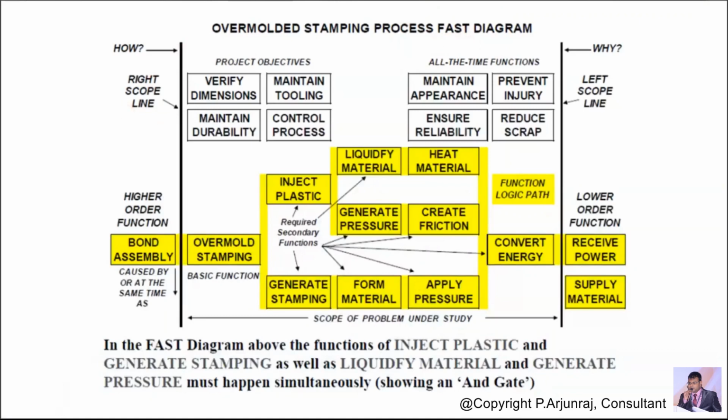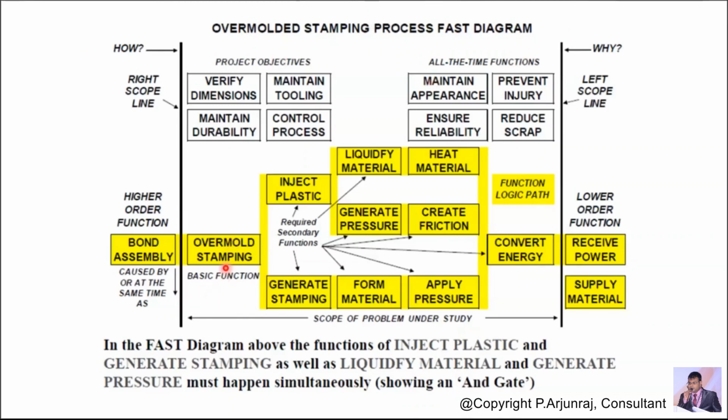So here what you do is you are going to take either one of the manufacturing processes, or even you can take your complete assembly process. With the help of this FAST diagram, you will come to understand what are the various functions the particular assembly, or a particular machine or process, is going to do. So here for an example, I have taken an overmolded stamping process. So the basic function of an overmolding stamping process is to overmold stamp. Okay, so here now I'm going to apply the how logic, why logic.